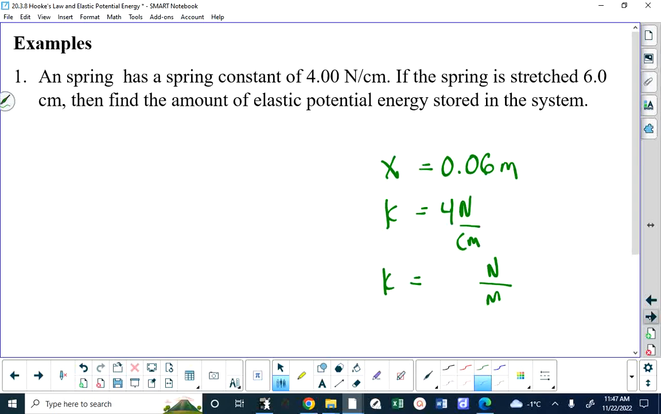Nate? 0.04. No. And that's the mistake that people will make. You'll go, well, I'm converting centimeters to meters, so I divide by 100. You're not converting centimeters to meters, though. You're converting newtons per centimeter to newtons per meter. So think about it this way. If it requires 4 newtons to stretch it 1 centimeter, then it would require 100 times more newtons to stretch it 100 centimeters. So this is actually going to be 400 newtons per meter.